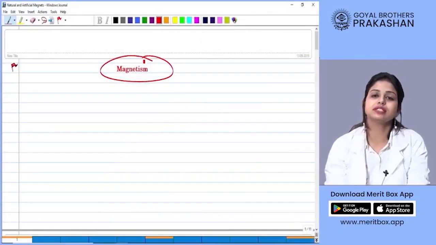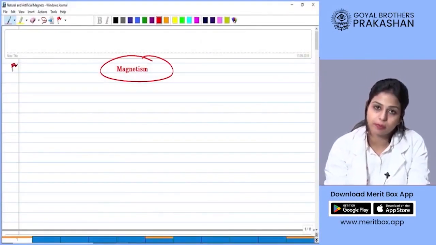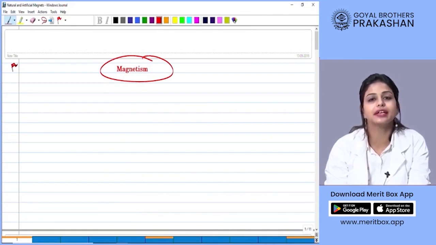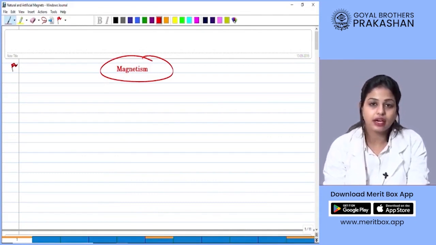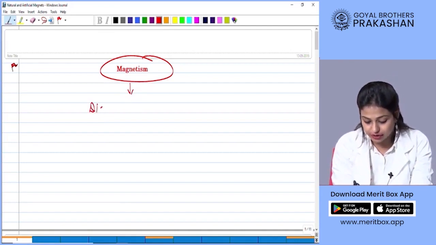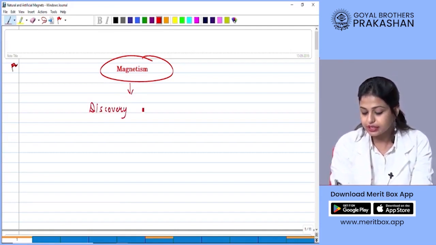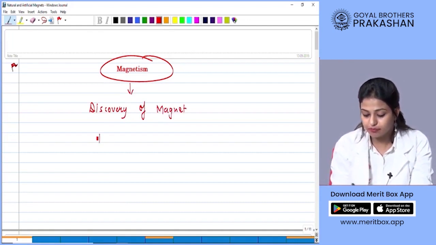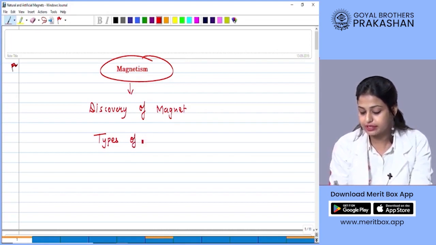Today we are going to start with a new theme, that is magnetism. In this theme, you are going to learn various properties of magnets and its usefulness. Now, in this class, we are going to start with the very basics. That means we are going to understand the discovery of magnets and the various types of magnets, like how are they classified.